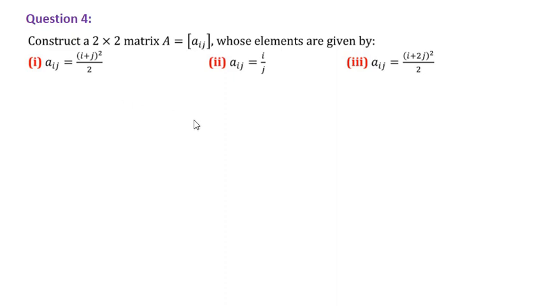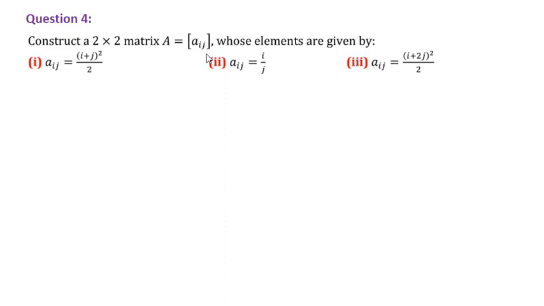Construct a 2 into 2 matrix A equals Aij, whose elements are given by: first, Aij equal to (i plus j) the whole square divided by 2. Second, Aij is equal to i upon j, and third, Aij is equal to (i plus 2j) the whole square divided by 2. Now I have to construct a 2 by 2 matrix. So number of rows is 2 and number of columns is also 2.